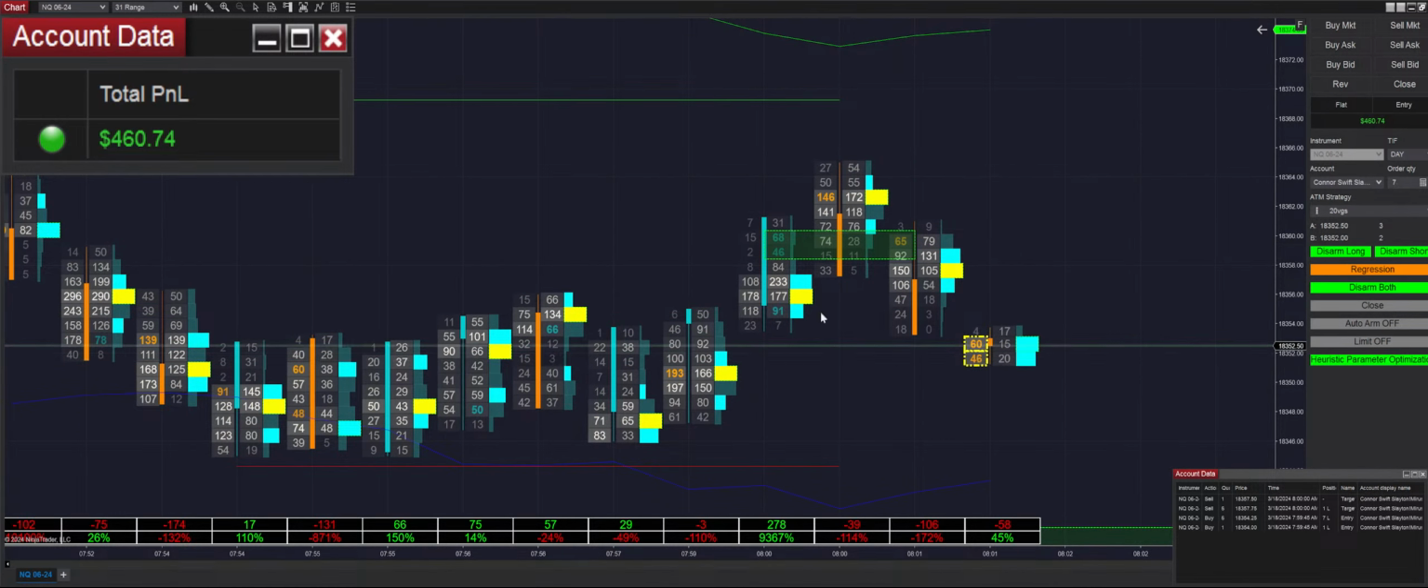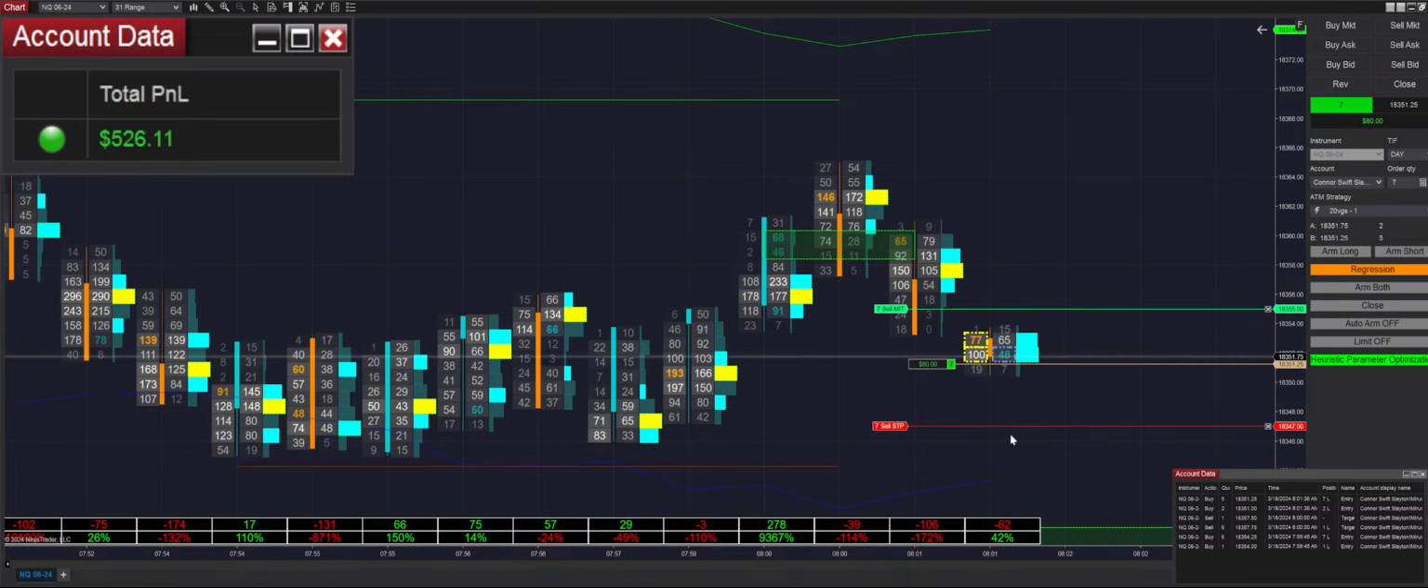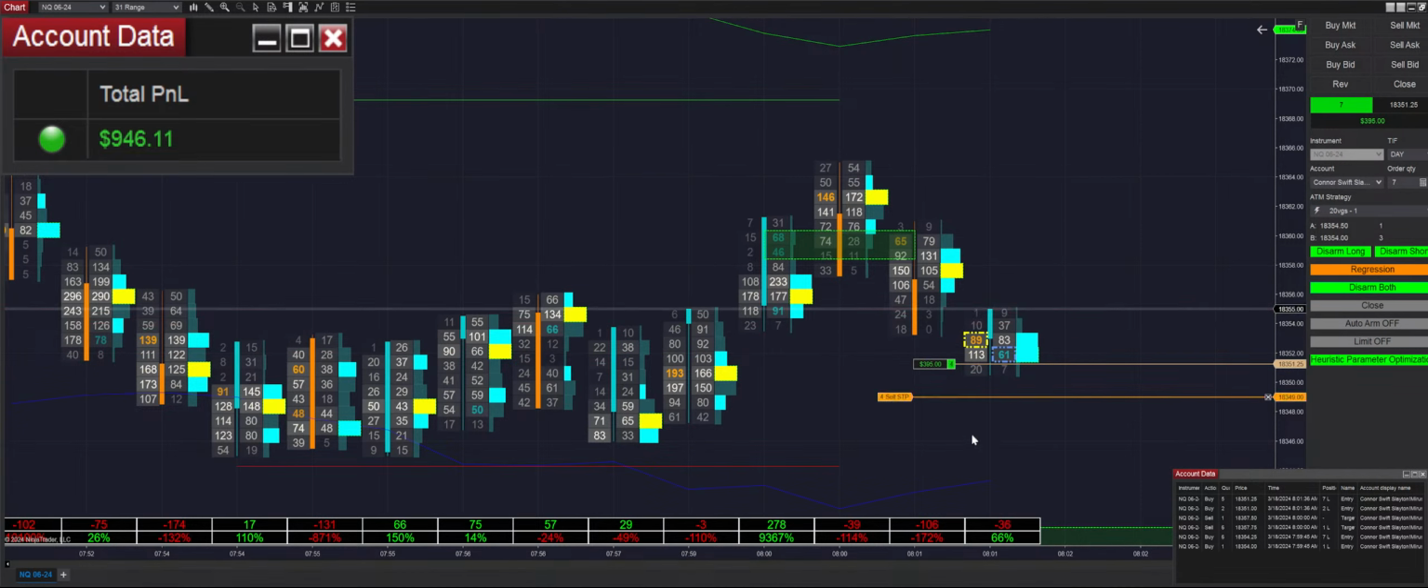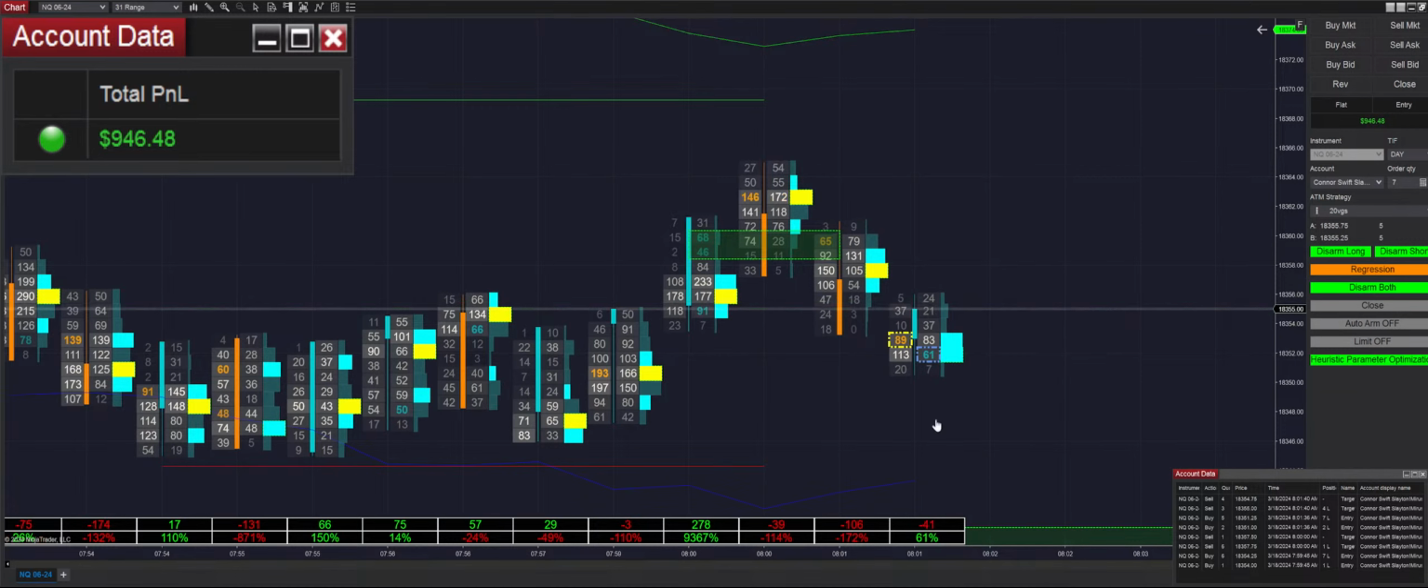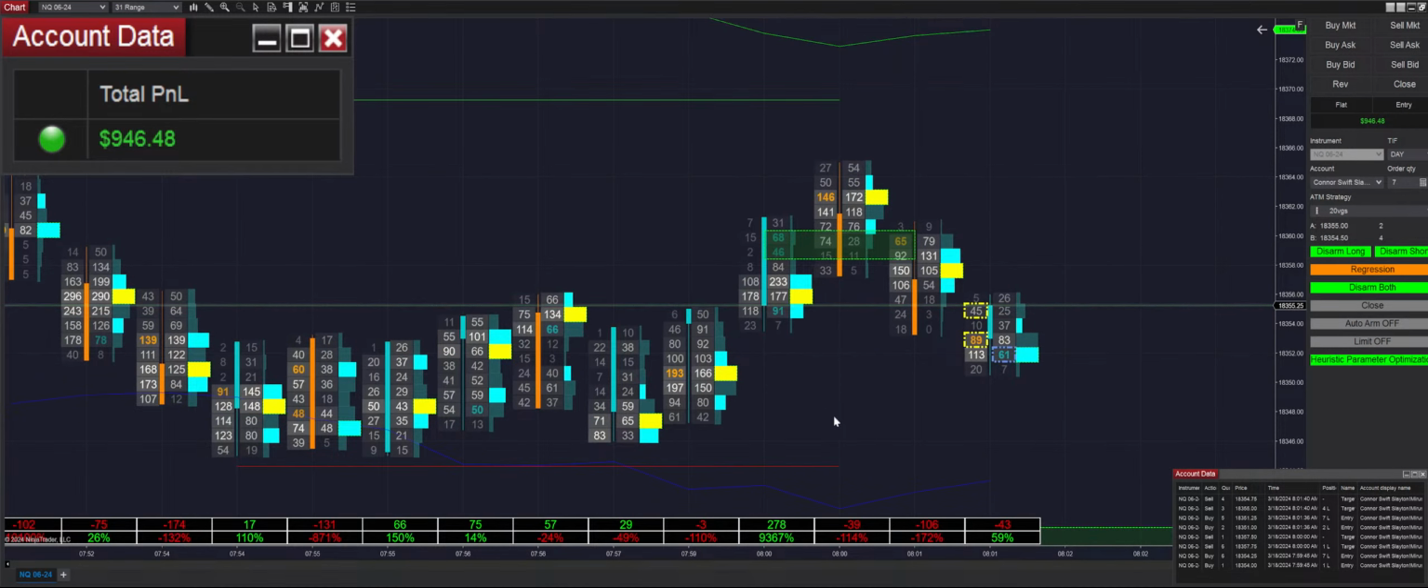You can see here we collapsed back into this range, so we are keeping it in regression at this point. Order filled. We got into a long trade there. Target filled. End up putting that one up to 946 on the day.